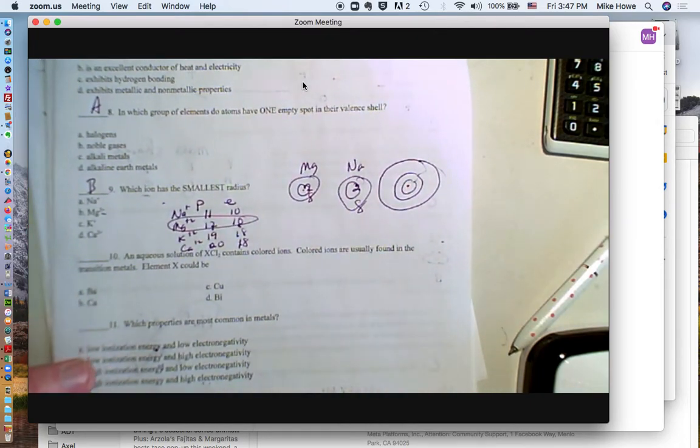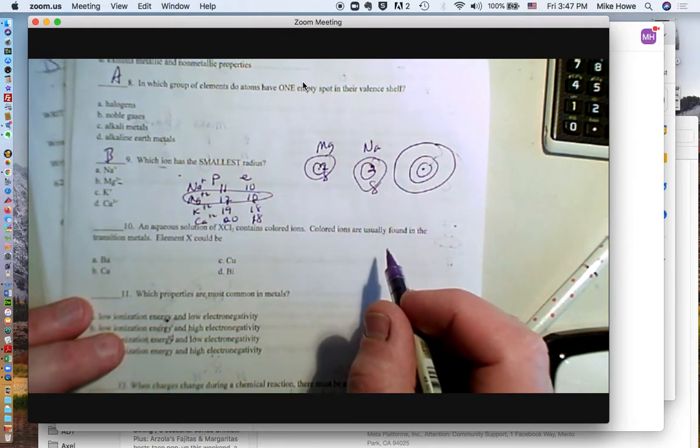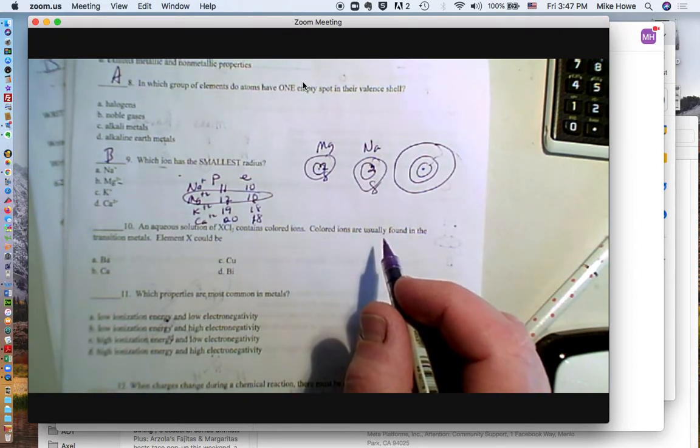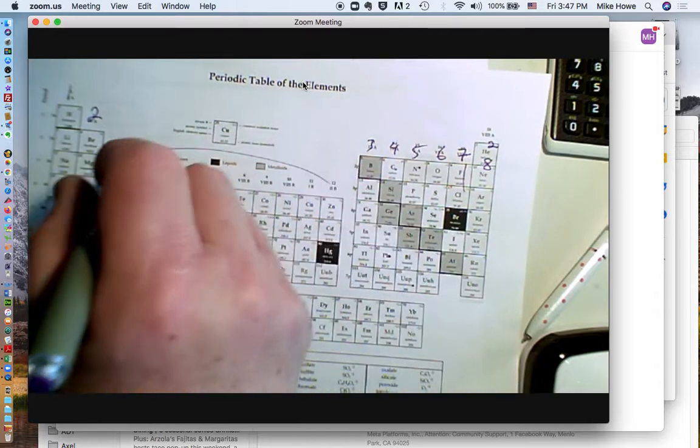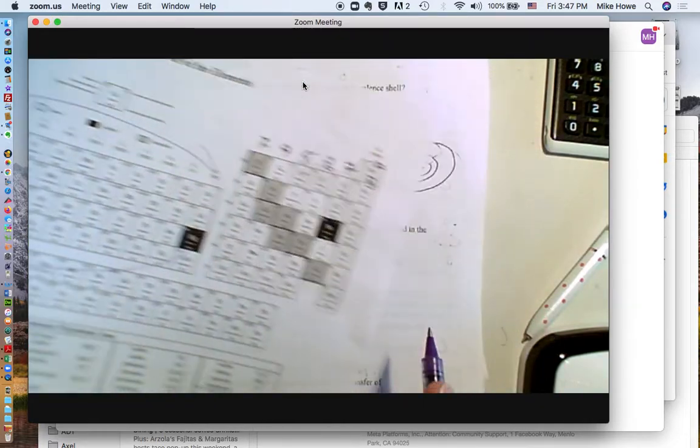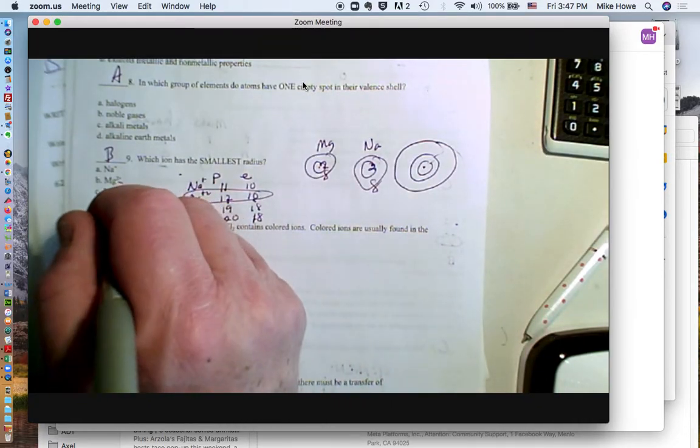An aqueous solution of XCl2 contains colored ions. Colored ions are usually found in the transition metals. Transition metals are the D sublevel block right here. So the only one of these that's in that D sublevel block is copper.